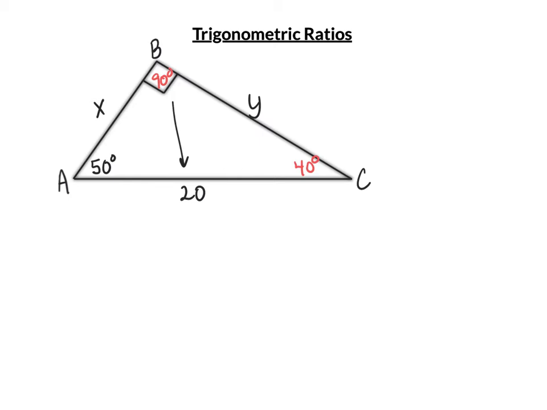Either one works fine. I'm going to stick with the 50 degrees. This is my point of reference. And I'm going to find x. X is adjacent. It's next to the angle. Reminder, the hypotenuse is never the adjacent. So we're dealing with adjacent and hypotenuse. And that brings us back to SOHCAHTOA.